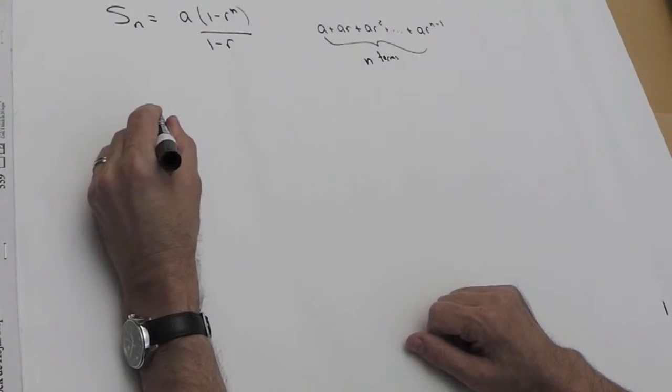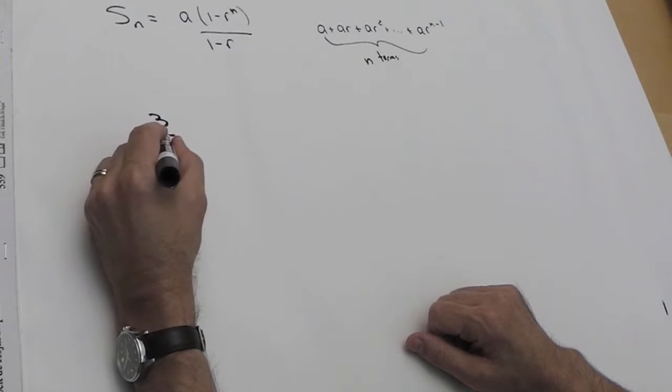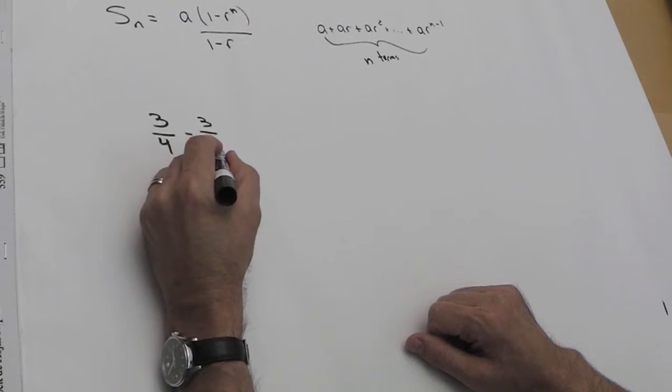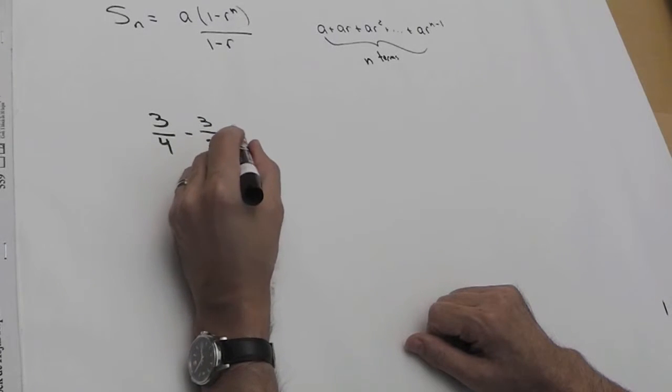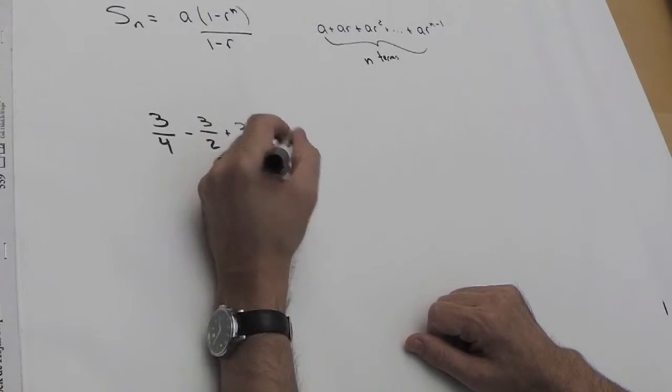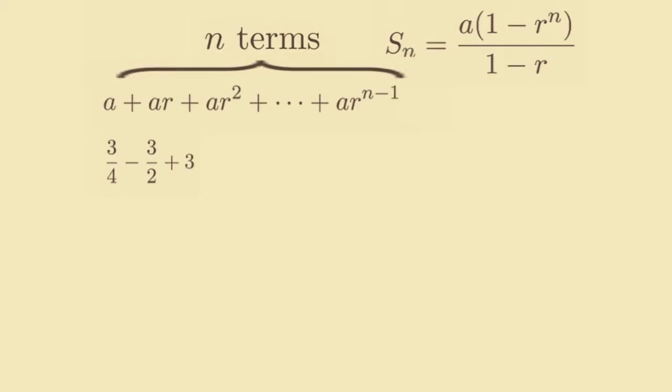Let's suppose the series starts out to be 3/4 minus 3/2 plus 3 minus, can you guess the next term? Well, notice that the multiple here is minus 2, right? We've multiplied this by minus 2, multiplied this by minus 2. So what do you think the next term is?